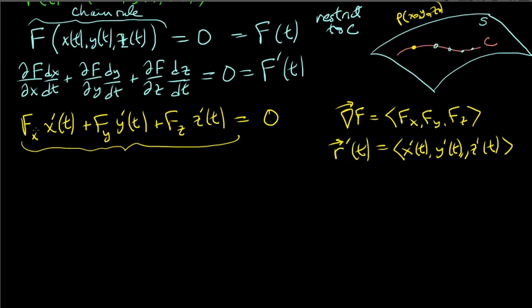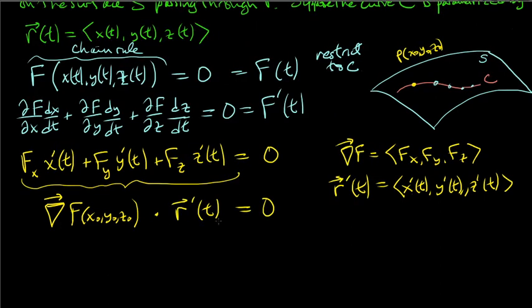And so what I have here is the sum of the products. If you're clever, you can think of this as a dot product of the gradient of capital F, and in particular, at the point x0, y0, z0, dot product with r prime of t. And that's still equal to 0. Okay? So in that light, what do we have here?